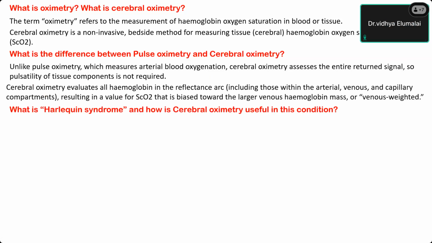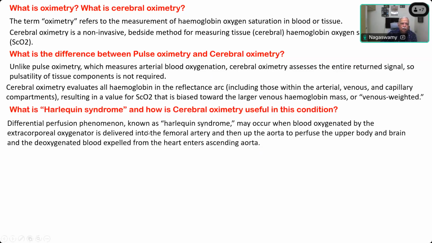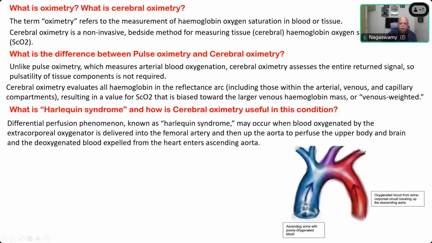This presentation in babies, where the skin has a dry, scaly appearance. This is called differential oxygenation. Okay, differential perfusion phenomena known as Harlequin syndrome may occur when blood oxygenated by the extracorporeal oxygenator is delivered into the femoral artery, then up the aorta to perfuse the upper body and brain, and the deoxygenated blood expelled from the heart enters the ascending aorta. So this will be like this.